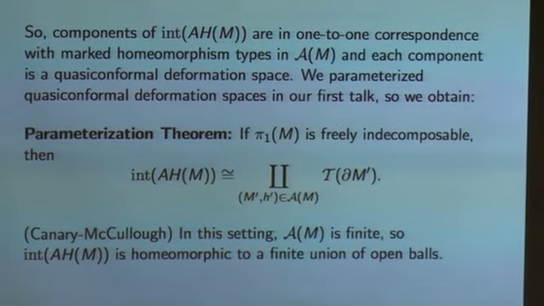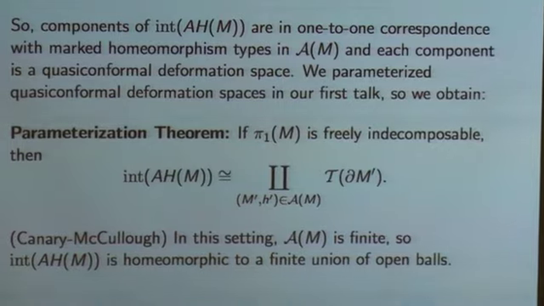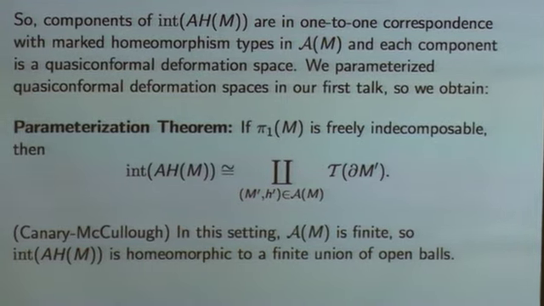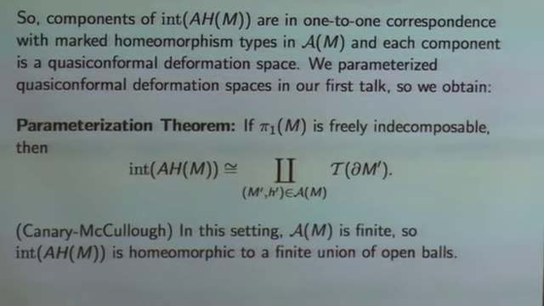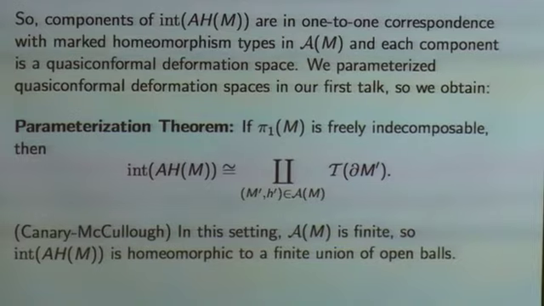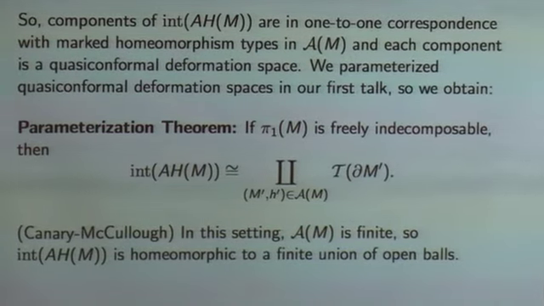Okay, so in this freely decomposable case, life is good. There's only finitely many marked homeomorphism types. Each associated component is just a Teichmuller space, so it's a ball. So the interior is a finite union of balls. So that's good. That's the good case.